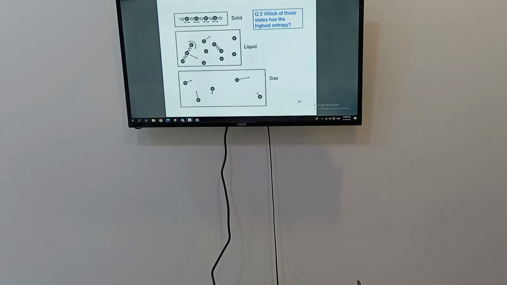Which of these states has the highest entropy? You have molecules in a solid state, in a liquid state, and in a gas state. You can see the difference in how the molecules are bound to each other. You have solid molecules, whose attachment is rigid, one molecule tightly packed next to the other. This gives us the properties, or the solid shape. Okay, the rigidity of an object.